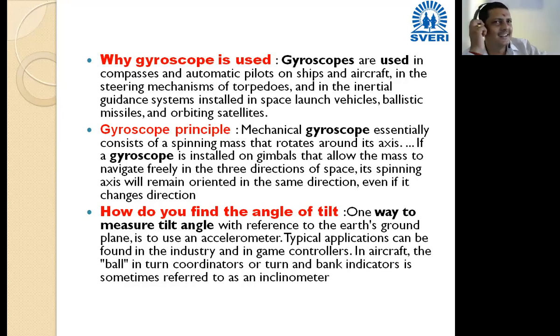Compass, magnetic compass, the needle always shows the direction north. In that instrument a gyroscope system is installed. See, gyroscopes are used in compasses and automatic pilots on ships and aircraft in the steering mechanism. Also our Tom Lab gyroscope system is there, of torpedoes and in the internal guidance system, installed in space launch vehicles, ballistic missiles and orbiting satellites.